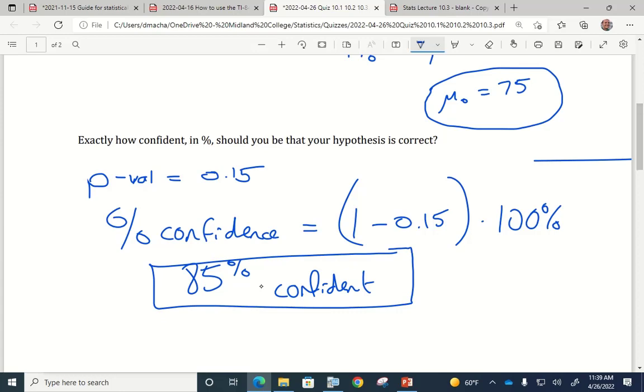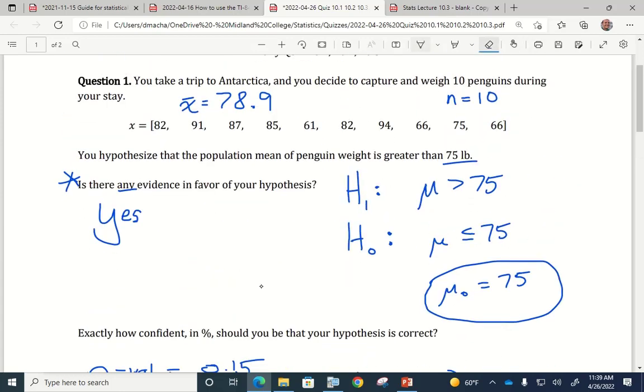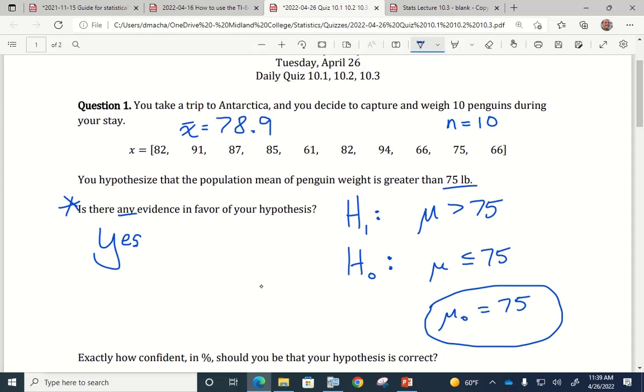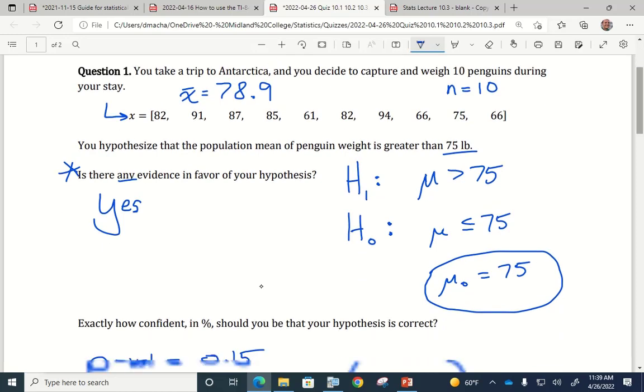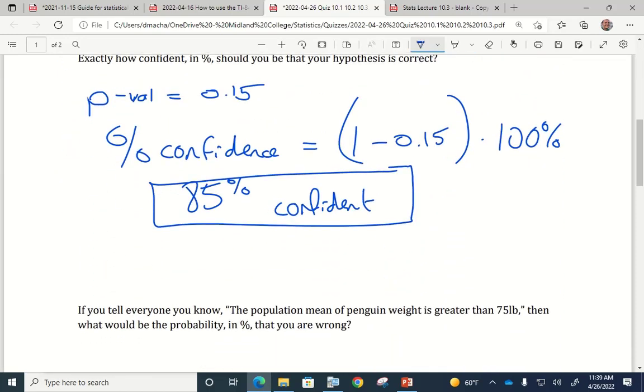So when we ask the question, yeah, we have some evidence that the population mean of penguin weight is more than 75. How much evidence does this sample represent? Well, that sample gives me 85% confidence that the population mean is greater than 75 pounds. But I still have a 15% chance that the population mean is still less than 75 pounds.